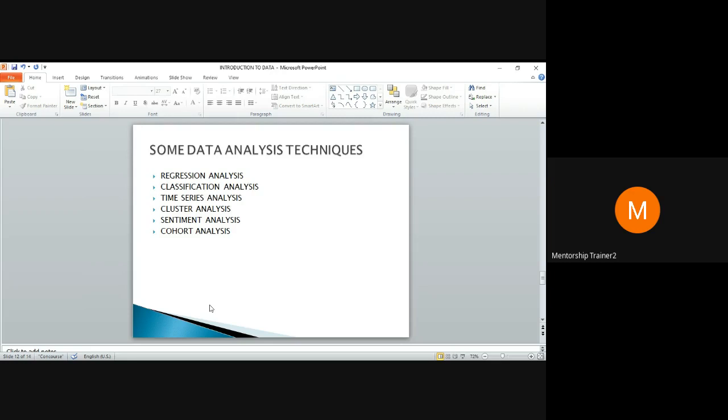So the second one is classification analysis. Classification analysis is when you are modeling, or rather analyzing, data that needs an outcome that is classified. Maybe the banking sector wants you to analyze and predict their customer churn, whether this customer will return or whether this customer will not return after the first transaction. So the outcome is either the customer will return or the customer will not return. Do you understand? So the outcome is classified.